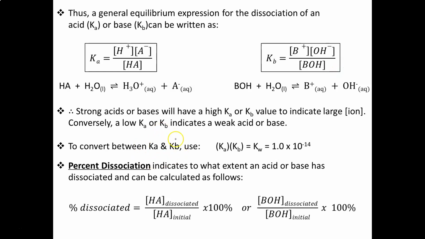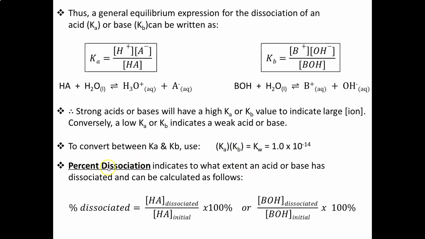Now, if you're dealing with conjugate acid-base pairs, we can convert between Ka and Kb using this lovely equation over here. Ka times Kb equals Kw. If you recall, Kw is the ion product constant for water, which is 1 times 10 to the power negative 14 under standard conditions. But don't worry about this calculation for now. It'll become more useful to us once we get to the acid-base titration calculations.